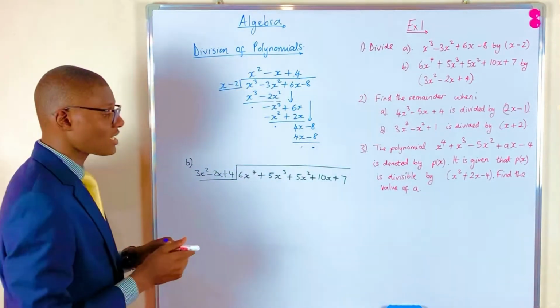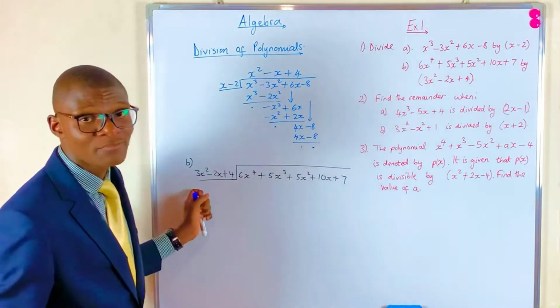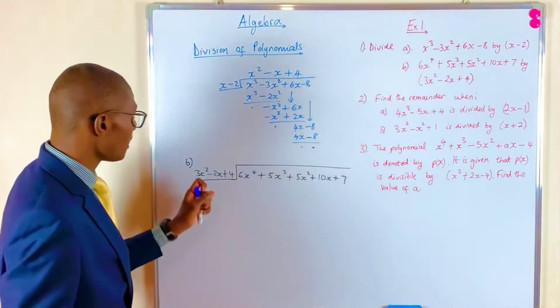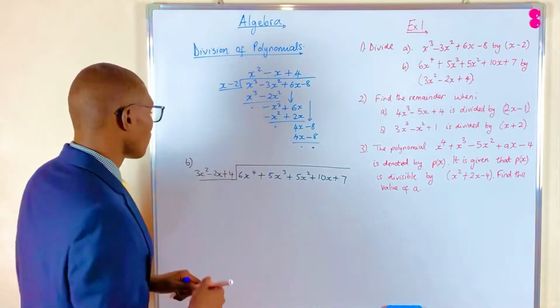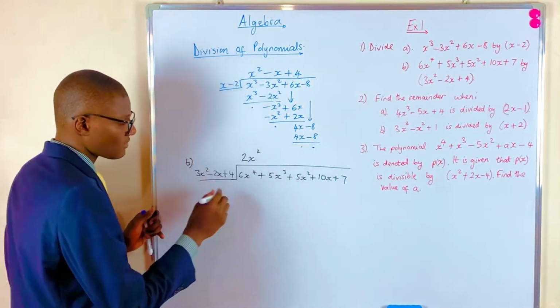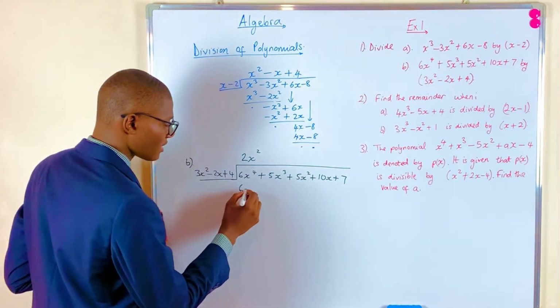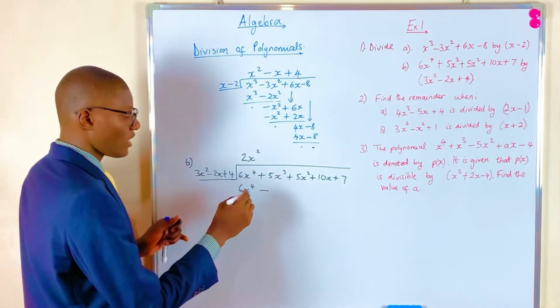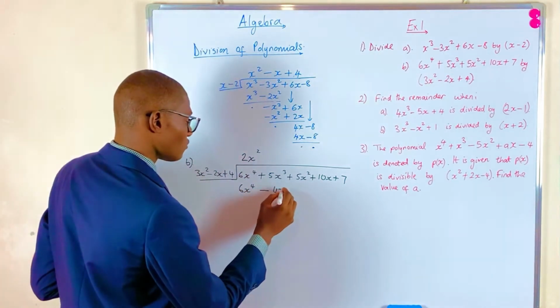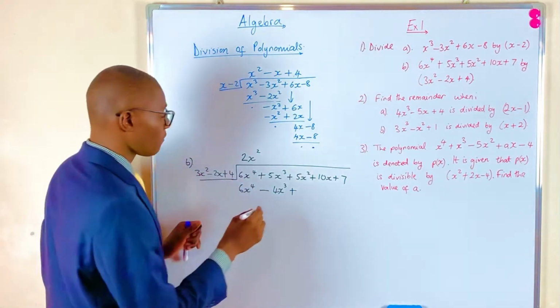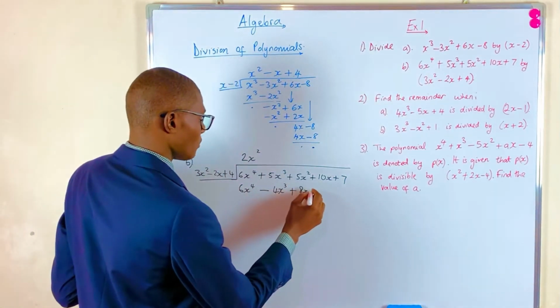And like I mentioned, the first term of the divisor is the one that divides into the dividend. So 3x squared into 6x to the power of 4, we get 2x squared. And 2x squared times 3x squared, we get 6x to the power of 4. Minus 2x squared times 2x, we get 4x to the power of 3. Then plus 2x squared times 4, we get an 8x squared.